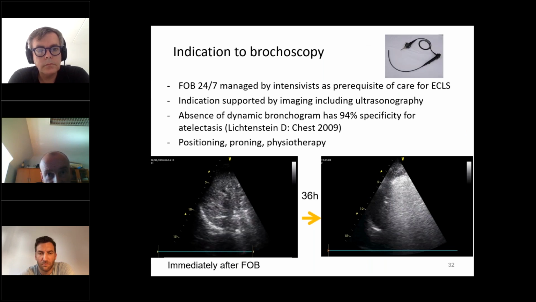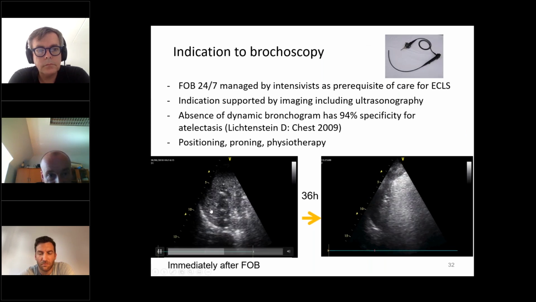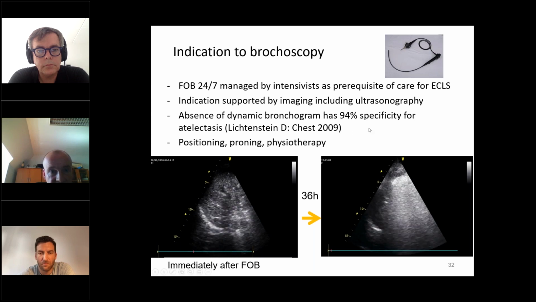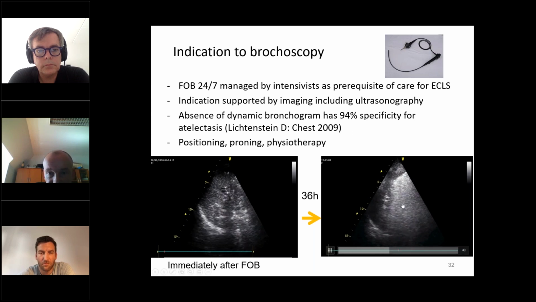Regarding bronchoscopy, if you don't have a dynamic bronchogram here, then it's fairly likely there's an atelectasis. A missing bronchogram has a high specificity for it. And this is the same lung after 36 hours, which has now turned into some more coalescent B lines. Actually, you don't see as much. You get air into the lung, which is good for the patient.